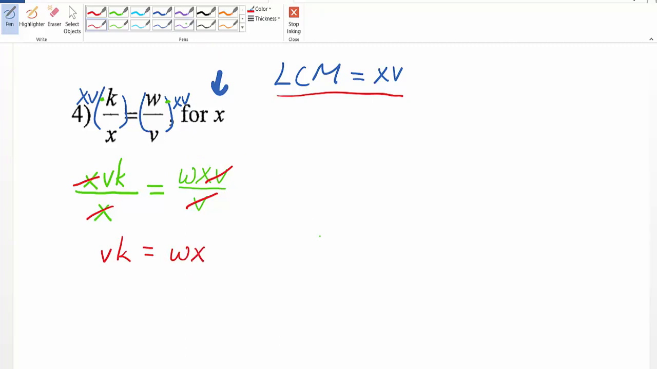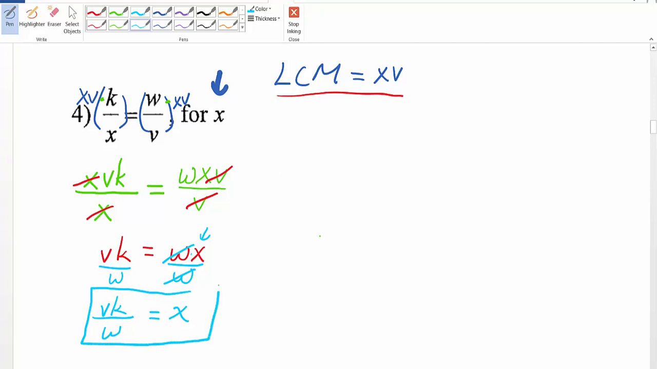Now, if our end game is to try and get x all by himself, well, this wx is kind of like a coefficient, some number in front of x. So because it's stuck and glued to x, what we're going to do is divide both sides by w. On the right side, they end up canceling, leaving us with just our x that we want, equals v times k all over w. And there it is. We again have solved for x, and that is example 4 from our 0.4 set of notes.